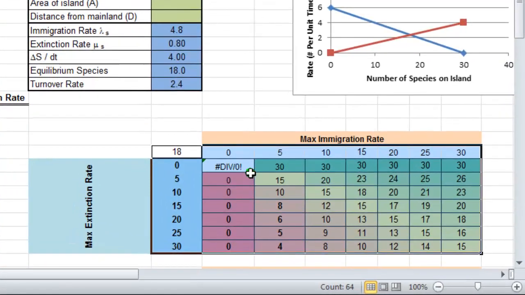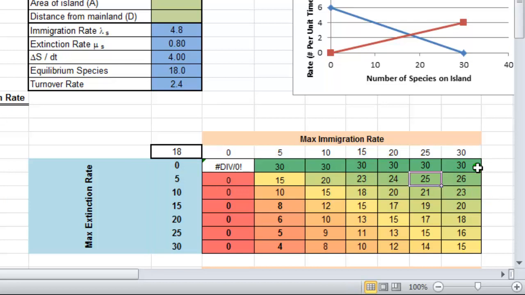I've added some color coding here with the conditional formatting tab so that the larger numbers are formatted in green and the lower numbers are in red and orange. So you can see and verify some of the things that Jed mentioned in lecture. If we have the maximum immigration rate go up, then our island equilibrium number is going to be higher because these individuals from the species pool are really vagile.